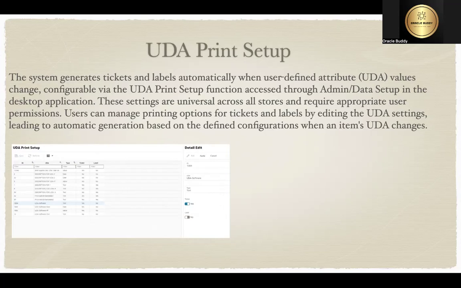Like the printer setup, we can do it here. Here you can see the ID, then UDA, type, ticket, and label. There is a sliding button, ticket yes or no. So when you create a UDA print setup, you can mention yes or no for whether it will generate a ticket. You can also edit it. If you don't want to generate a ticket, you have to put it as no and click on apply and save.